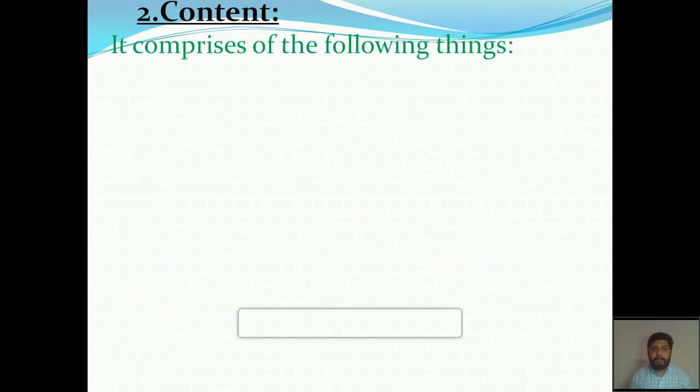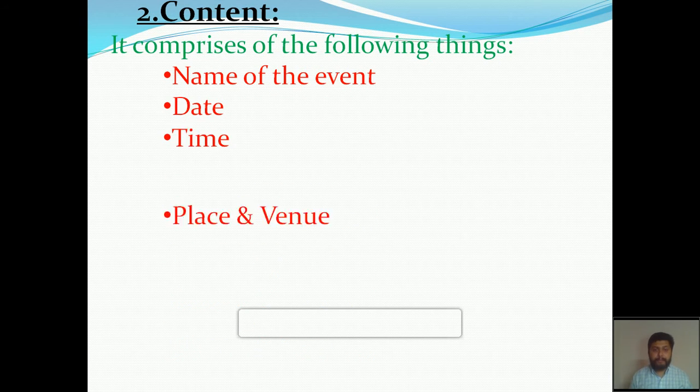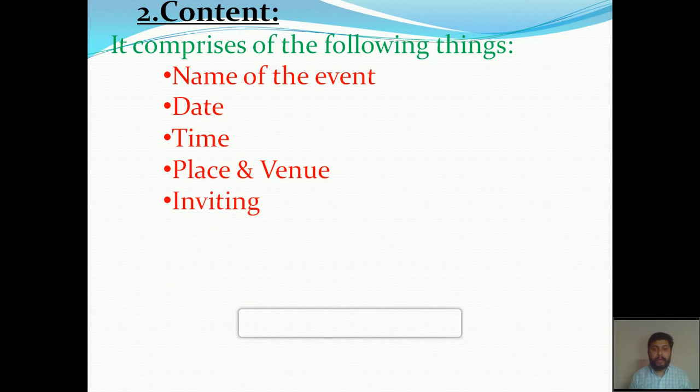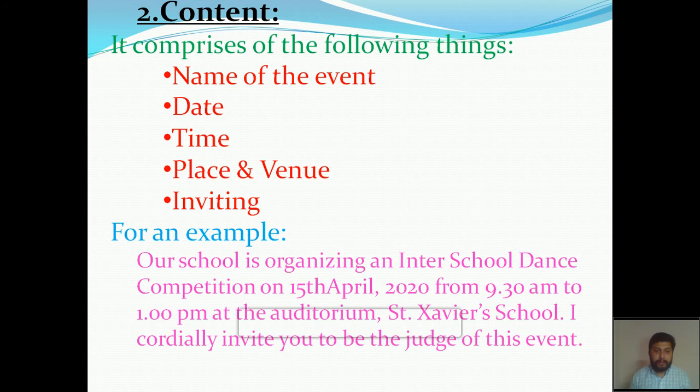Now the second one is content. It comprises the following things: name of the event, date, time, place and venue, inviting. So these five pieces of information must be there in the content. Let's see an example. Our school is organizing an inter-school dance competition. So, name of the event. On 15th April 2020, so the date is mentioned, from 9:30 a.m. to 1 p.m., the time is mentioned, at the auditorium, St. Xavier's School, place and venue.